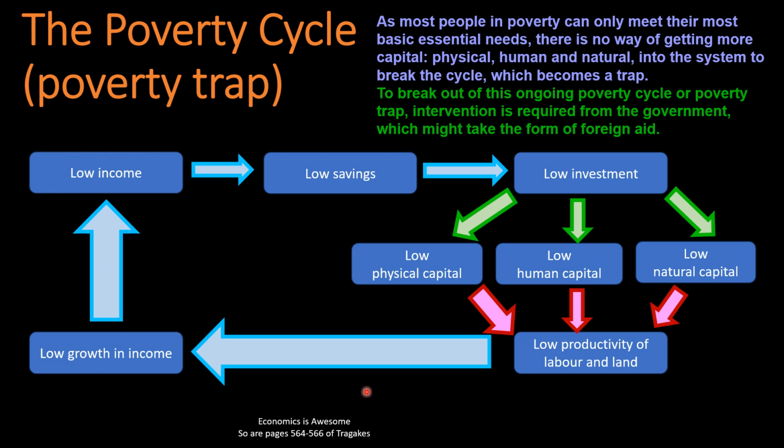So it's a cycle, because unless it is broken by an intervention coming in at one of these points, then the cycle will continue from generation to generation. As most people in poverty can only meet their basic essential needs, there's no way of getting more capital, physical, human, or natural, into the system, which would break the cycle. So the cycle becomes a poverty trap. And this is what happens in a lot of developing countries.